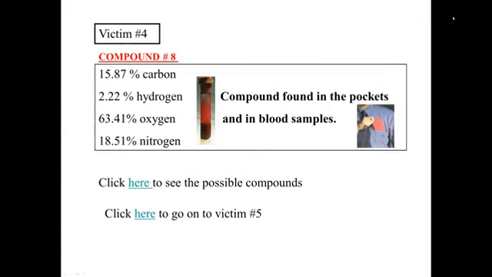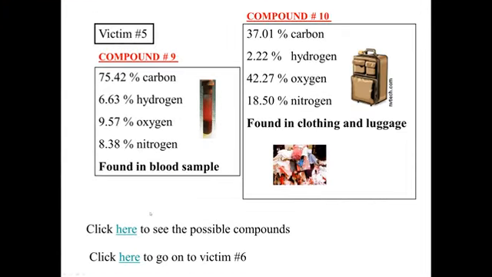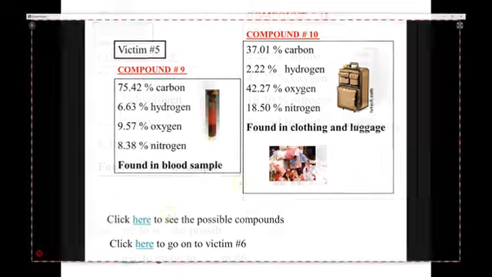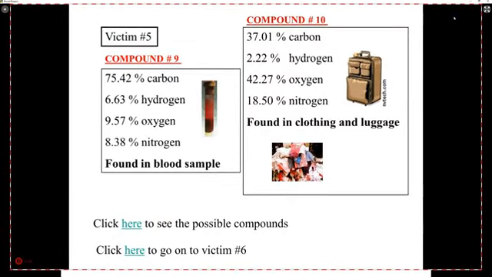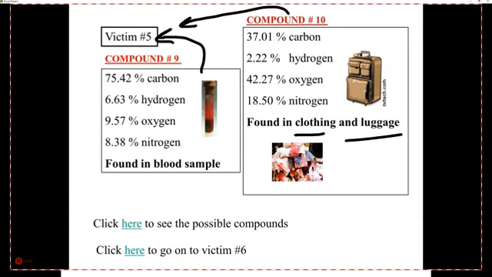All right, let's go to victim number 5. All right, both of these compounds were found on victim number 5. This one was found in the blood. This one was found in the suitcase, or clothing and luggage. This one's interesting. You're going to divide this by 12, by 1, by 16, and by 14. You're going to get 10.5 moles of carbon, 11 moles of hydrogen, 10 moles of oxygen, and 1 mole of nitrogen.